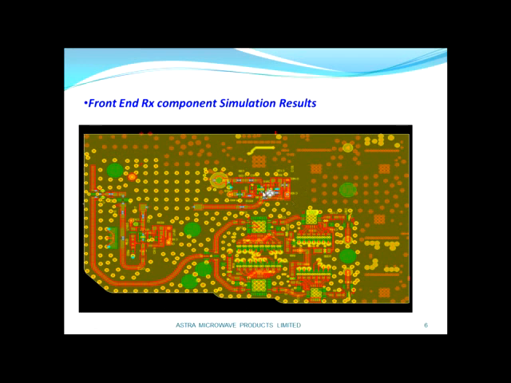I have downloaded an S2P model of each individual component, and as per the schematic, whatever components are required, either the matching components, coupling capacitors, or power supply components, I have used realistic Murata models, because Murata is a practical component in terms of biasing as well as the matching components considered.